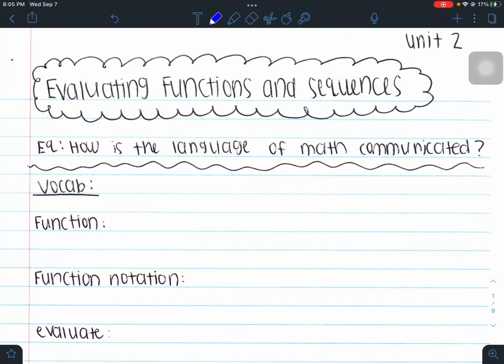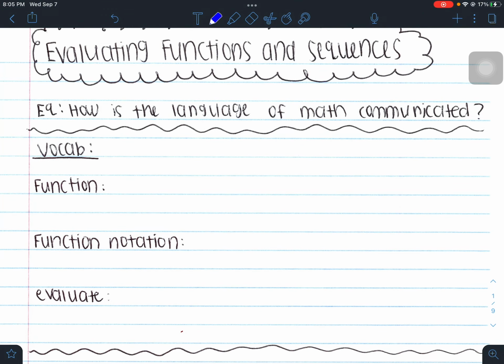Hey guys, these notes are going to cover evaluating functions and sequences, and we are in Unit 2. Our essential question is, how is the language of math communicated? So this is going to be a two-part video since this lesson is kind of broken into two sections. We're going to first talk about evaluating functions in this video, and then talk about arithmetic and geometric sequences in a different video. So we'll go ahead and start off with some vocabulary.